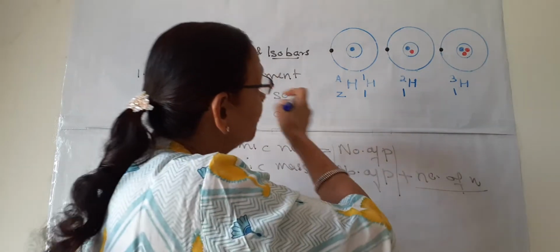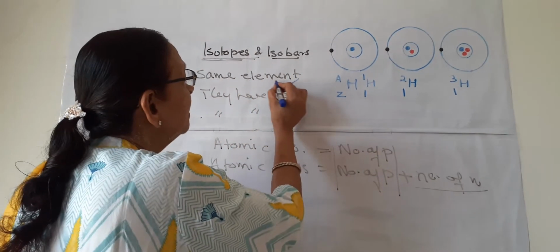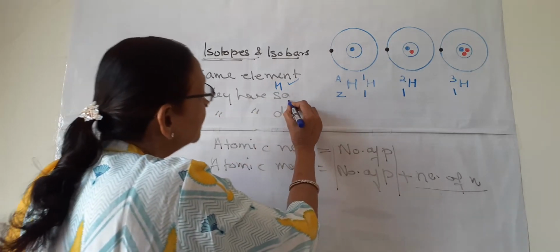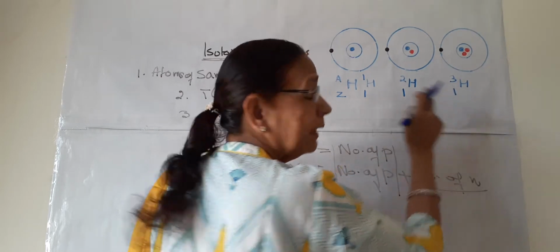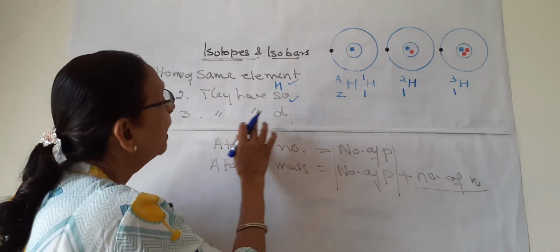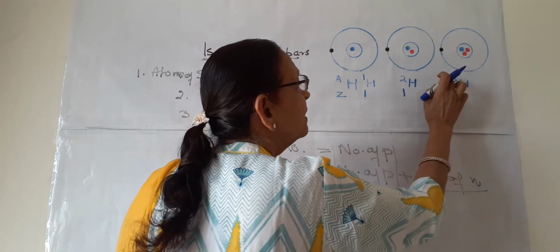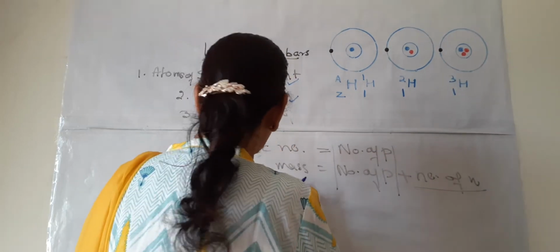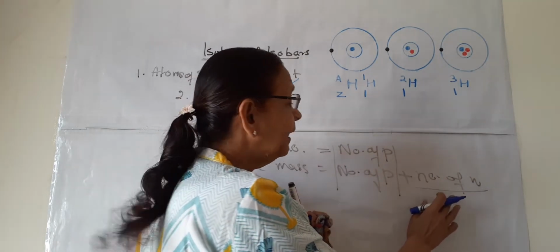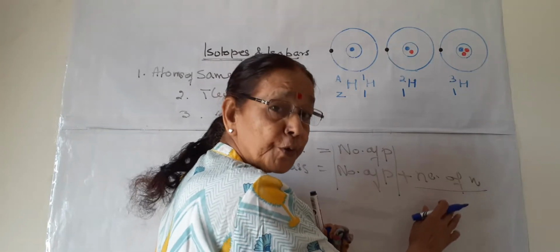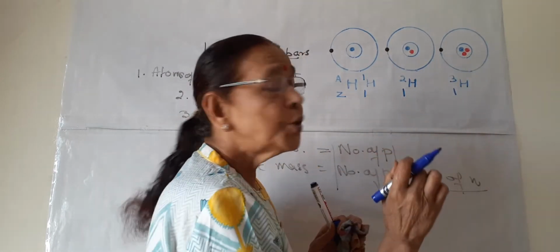Why are they isotopes? Because they are the atoms of the same element. The element is hydrogen here. They have the same atomic number, 1, 1, 1. The atomic number is the same. They have different atomic masses. How? This has 1 mass, this has 2 mass, this has 3 mass. So these isotopes are formed due to the difference in neutrons. Here neutron is altogether absent, here 1 is present, and here 2 are present.